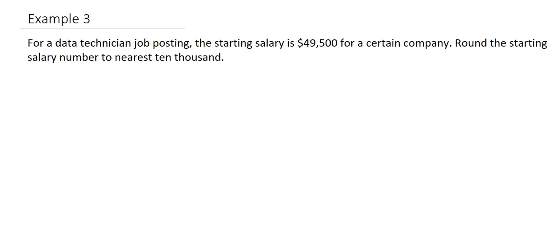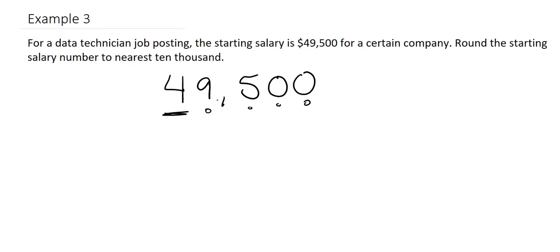Example 3. For a data technician job posting, the starting salary is $49,500 for a certain company. Round the starting salary number to the nearest 10,000. We rewrite this number. We have our ones, our tens, our hundreds, thousands, and then our 10,000s. So we underline that. Then we look to the right of it and circle that first number, which is a 9. That 9 is going to dictate whether we go up or down.